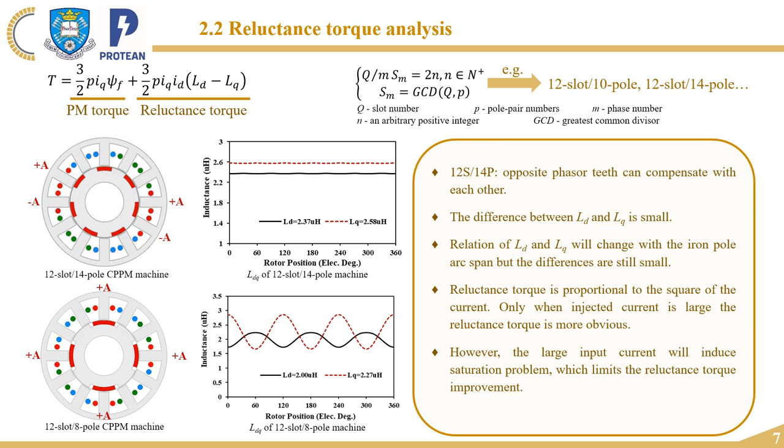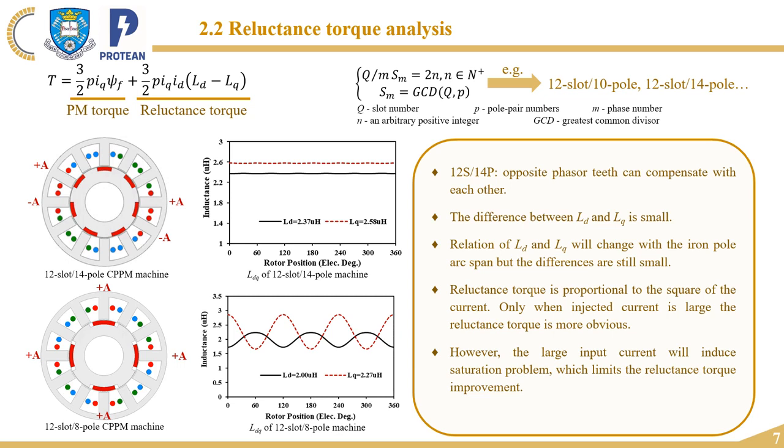For the 12-14 machine, opposite phasor teeth can be compensated with each other. So that's why the inductance waveforms are smoother than the other machine. But for the average values of LD and LQ, we can see that for both of these two machines, the difference between LD and LQ is small. It's worth noting that in the analysis, I found that the relation of LD and LQ will change with the iron pole arc span, but the differences are still small. That means the reluctance torque is small, especially under light load condition.